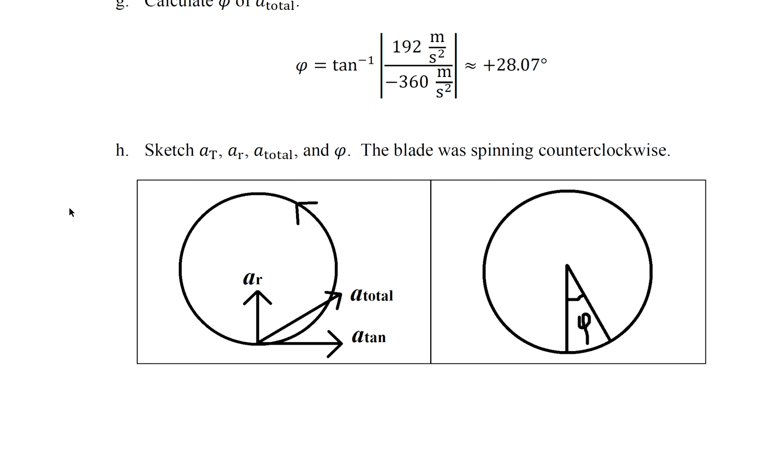Part H, this is important, so you have a conceptual understanding of what's going on. Sketch a tangential, a radial, a total, and phi. The blade was spinning counterclockwise.